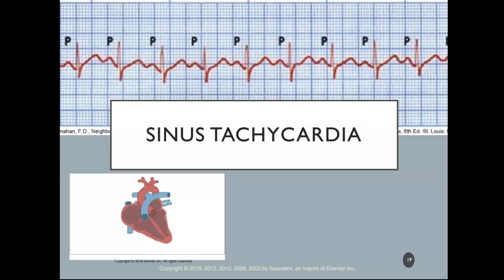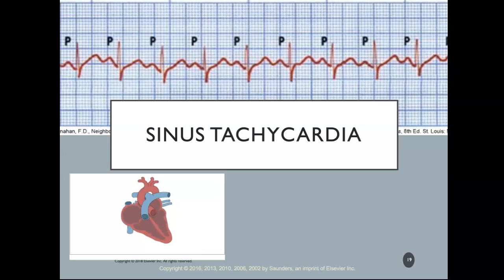And typically this rhythm is because there's an underlying cause: dehydration, fever, activity, exercise. And so if they're having a problem with sinus tachycardia, we have to look at the underlying cause and treat that. If it's due to a fever, we're going to treat the fever. If it's due to a lot of activity, we'll have them rest. If it's due to dehydration, we're going to give them some fluids. If it's due to caffeine, we'll need to cut them off of the caffeine. So kind of look at that sinus tachycardia. You're just going to treat the underlying cause of what's causing the tachycardia.